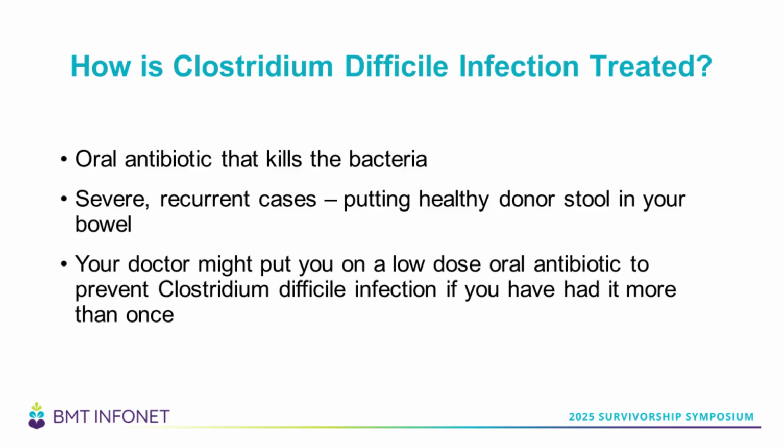There are some patients that have multiple recurrences of Clostridium difficile infection, and by multiple I mean 4, 5. And these patients might be evaluated for something called a fecal transplant, which is a procedure where healthy donor stool is put into your bowel. This would be a procedure that is cleared by and recommended by your transplant team. Your doctor might also put you on a low-dose oral antibiotic to prevent Clostridium difficile if you have had it more than once.